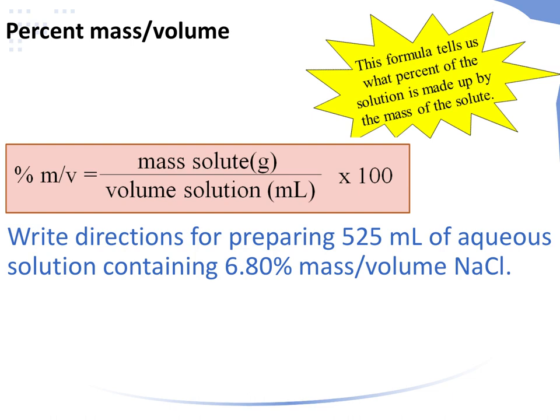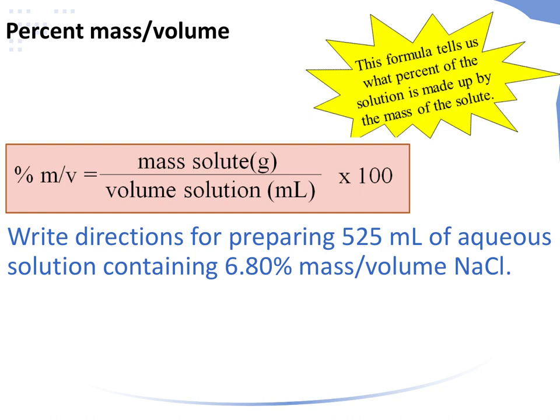So this one says, instead of just saying how much do you calculate, it says write directions for preparing 525 milliliters of aqueous solution containing 6.80% NaCl. So again, this is very similar to what we did before, but you got to write directions afterwards. So hit the pause button again and go and calculate how much you would need, and then write a sentence describing how you would actually make that. Go ahead and give it a shot.